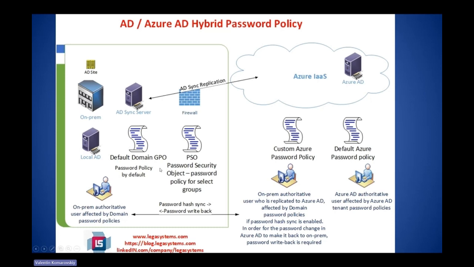So there is a workflow that determines which policy applies. The on-prem users that get replicated from on-prem to Azure AD, they get their password policy from the default domain policy. The users that are created in Azure AD and are home to Azure AD, they get the password policy from Azure AD. However, there is a switch that can enforce Azure AD password policy on the replicated accounts. I'll show you where that switch is. It's something that's customizable and configurable. It's important to know where the password policy comes from, so that you can do a spot check and ensure that the policy actually works.